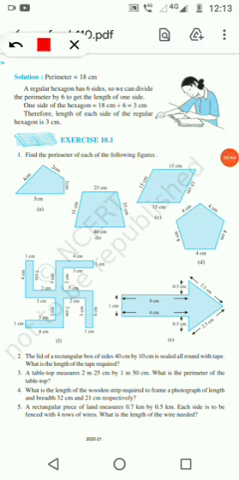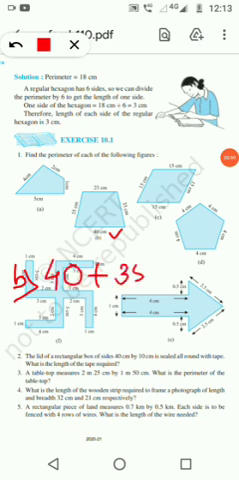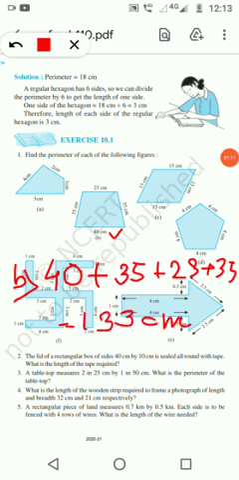Now coming to the second one, B. I will again start from one side: 40 centimeter plus 35 centimeter plus 23 centimeter plus 35 centimeter. So how much is it? 70, 7, 8, 9, 93. 93 plus 40, 133 centimeter. Please write the units. Okay, 133 centimeter.